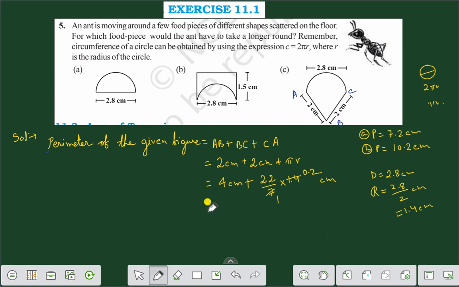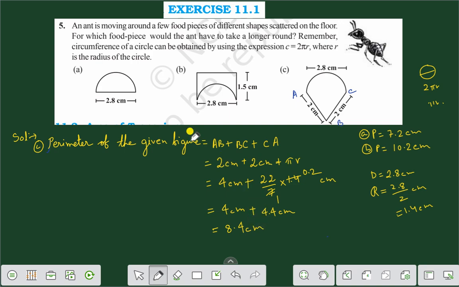Therefore we are getting 4 centimeter plus 22 into 0.2, that is 4.4 centimeter. Therefore we are getting 4 plus 4.4, that is 8.4 centimeter. This is the C part. Therefore here you see that in A part the perimeter is 7.2 centimeter, B part perimeter is 10.2 centimeter, and C part perimeter is 8.4 centimeter.